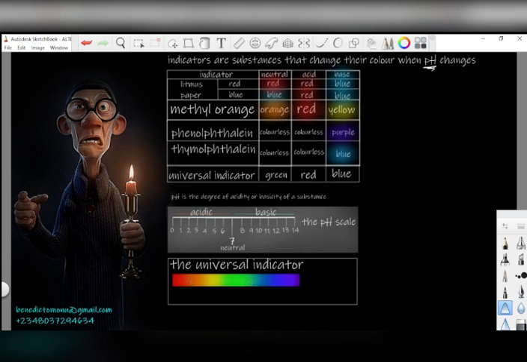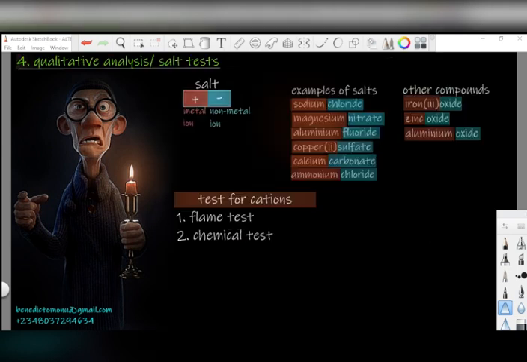So that being said, move to the next item. Okay, so the next item is qualitative analysis or salt test.